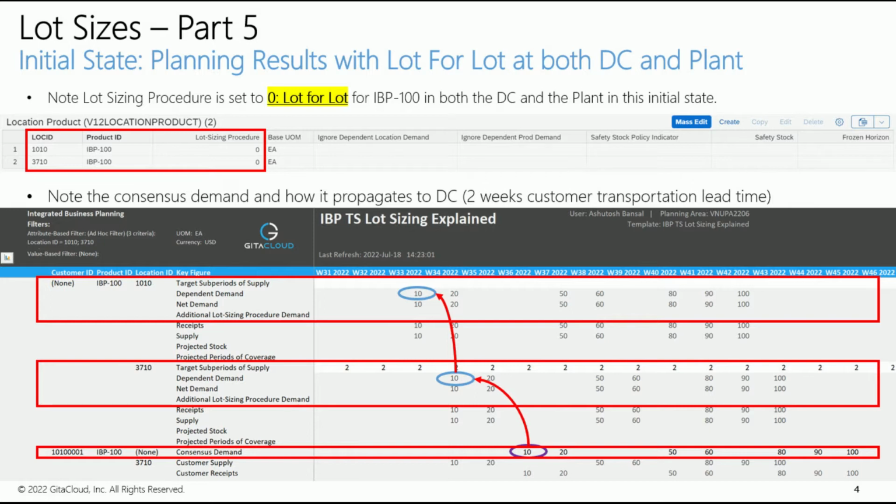As a result, net demand in the DC is the same as dependent demand and the additional lot sizing procedure demand is blank. This net demand at the DC propagates further upstream to plant 1010 and moves left by a week given 1 week transportation lead time from plant to DC. Plant also has no additional lot sizing procedure demand, given lot for lot.